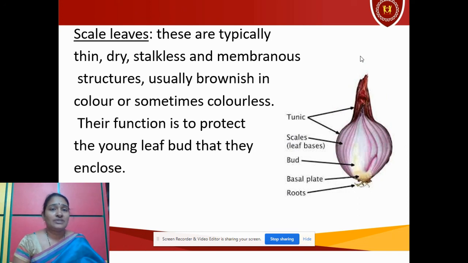Next one is scale leaves. These are typically thin, dry, stalkless and membranous structures, usually brownish in color or sometimes colorless. For this, just take the example of an onion, cut it, and you can observe. Their function is to protect the young leaf bud that they enclose. A small, tiny, completely white bud will be present. To give protection to that bud, all the scale leaves will be encircling the bud. Okay, that is its function.